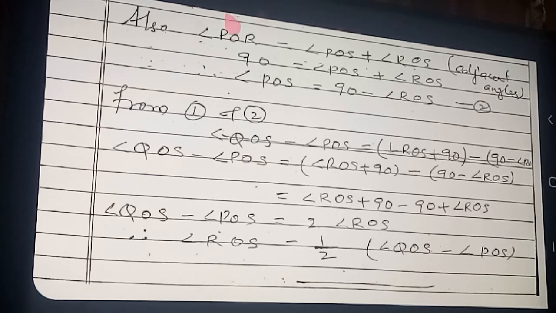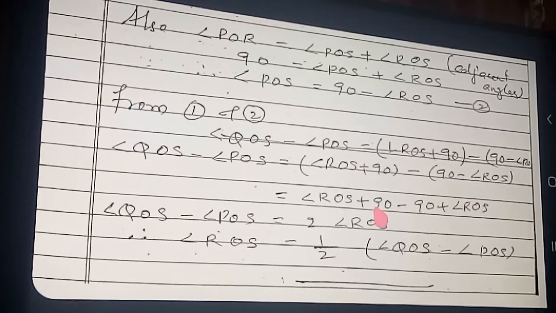So find out QOS in terms of ROS and find the value of POS in terms of ROS, and what is needed in the question, on the basis of that you do. So what do you need? QOS minus POS you need. So that only you did here. In the place of QOS you applied that value. In the place of POS you applied that value. Then open the bracket. 90 minus 90 will cancel. So ROS plus ROS, 2 ROS. Here you need only ROS. So 2 is multiplied along with this one, so 2 will divide here. That means you got 1 by 2 into QOS minus POS.